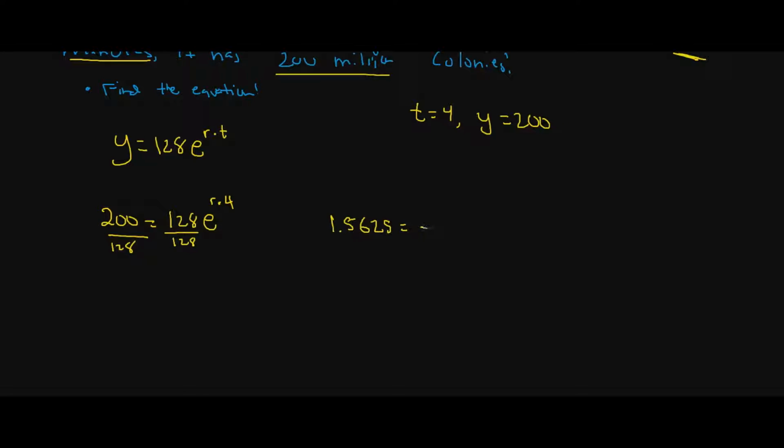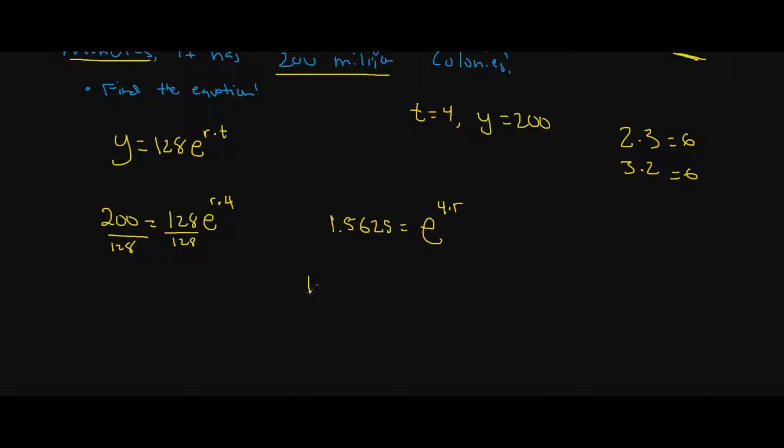1.5625 is equal to e to the, well, instead of writing r times 4, let me just write it as 4 times r. We usually like to have the number in front. Again, it doesn't matter whether you do 2 times 3 or 3 times 2, you're still going to get 6. So r times 4 is the same thing as 4 times r.